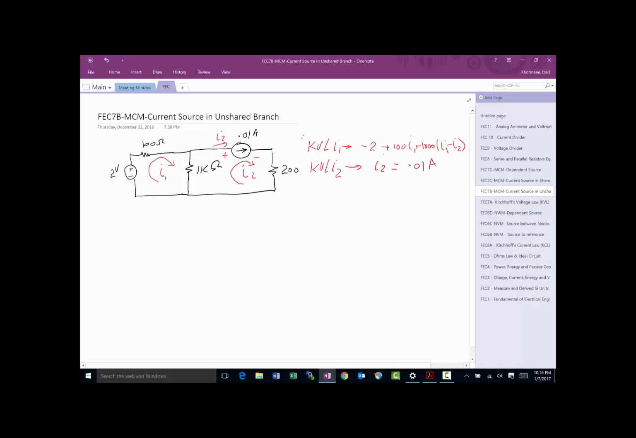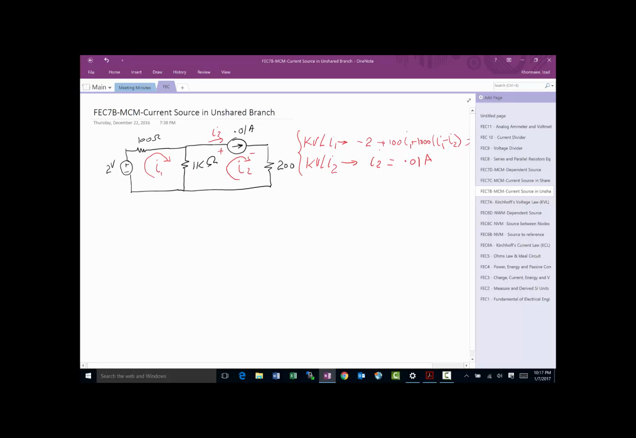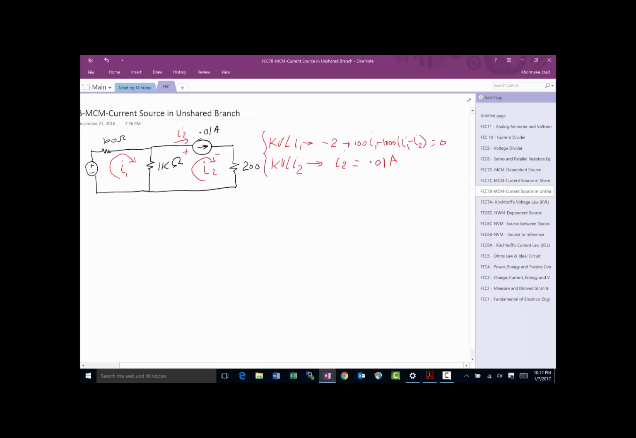In this particular case, we got both equations. We just clean it up and plug it into your calculator, or just plug in the I2 you have here, solve it, and there you have your answer. So that's how you handle a current source in an unshared branch when you're trying to do the mesh current method.